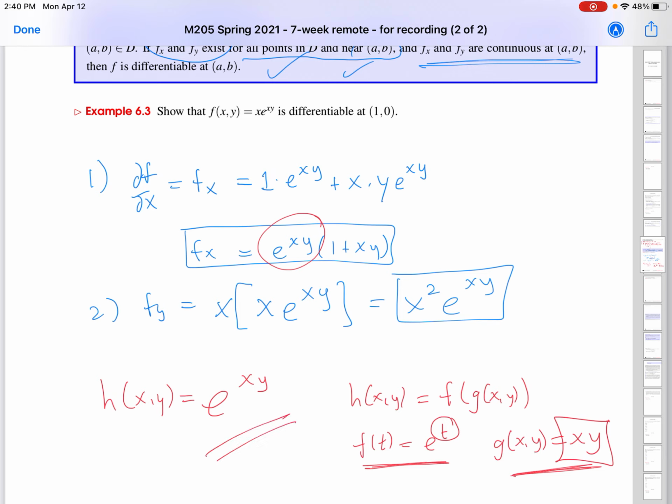So they tell us that this e to the xy is actually continuous on whatever domain this function is continuous on, which is all x, y values, the entire plane. So this is continuous. This is continuous. The product of these functions is continuous. For the same reason, this is continuous.